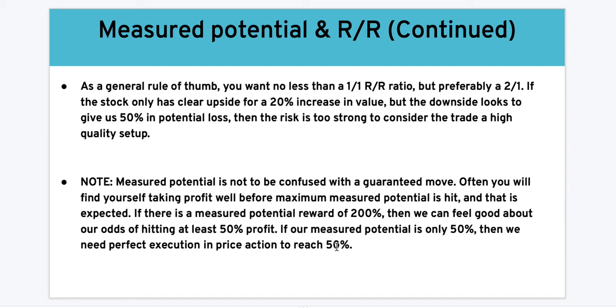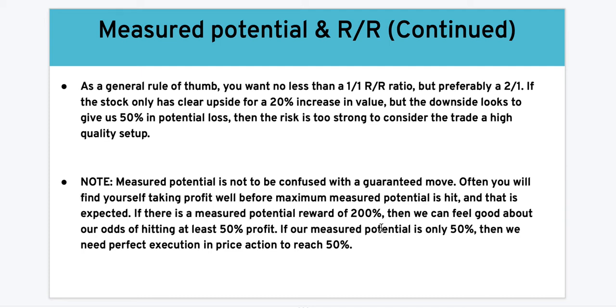We'll go ahead and dive into it with the rest of this slide. If there's a measured potential reward of 200%, so let's say we spend $100 on a contract and the potential reward that we calculate with our formula is $200. So we spend 100 to potentially make 200. That's a great ratio, but you shouldn't feel like you have to get 200%. We can feel pretty good about our odds of hitting 50% profit if our expected measured move is 200%, right?